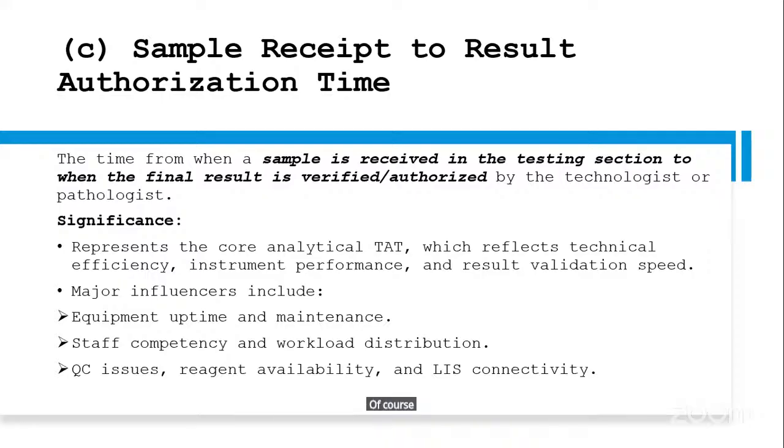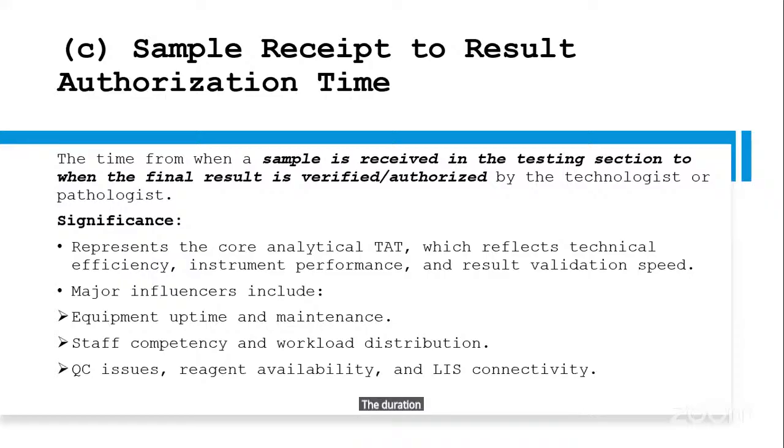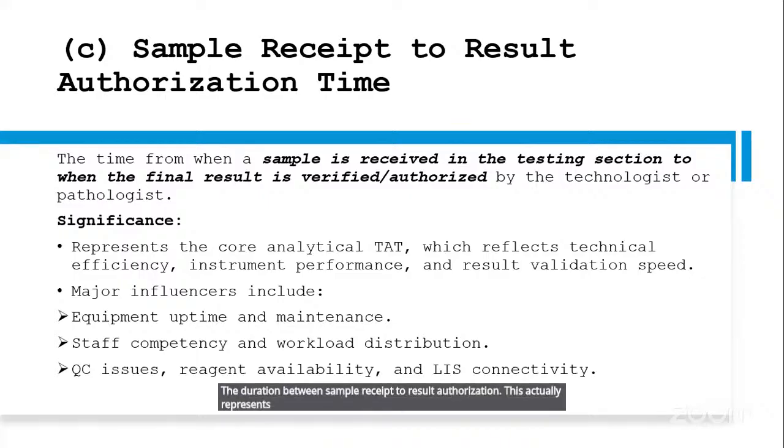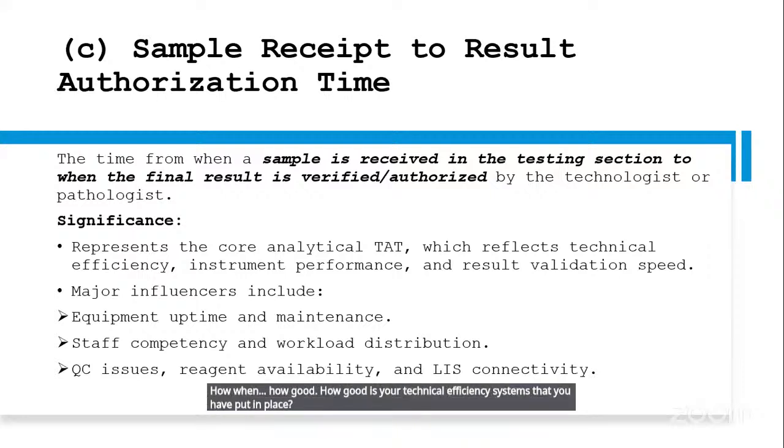Of course, we always emphasize that results must be verified before release by staff who are deemed competent enough to check for that. So what is the significance of looking at the analytical turnaround time? What is the significance of looking at the duration between sample receipt to result authorization time? This represents the core analytical TAT, which reflects technical efficiency, instrument performance, and result validation speed. How good are the technical efficiency systems that you have put in place? How good is your quality management system?